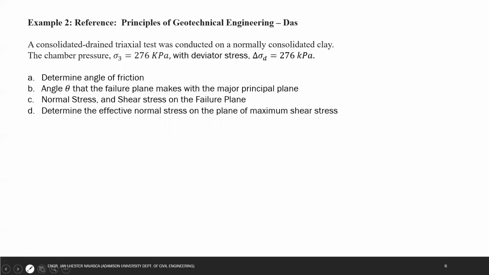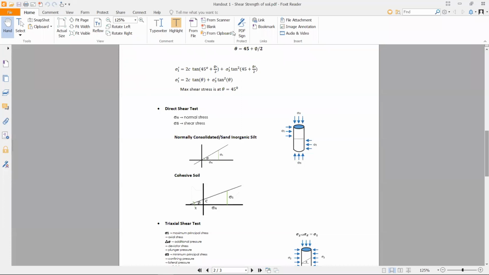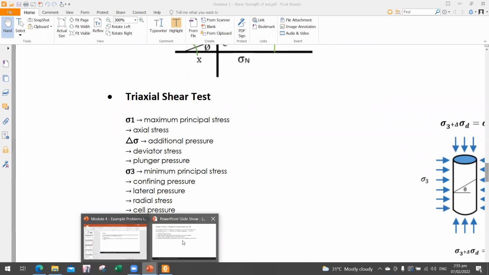So if you check again your handout, the chamber pressure, sometimes called sigma sub 3, is the chamber confining pressure of your soil during the consolidated drained triaxial test. So that is the minor principal stress. If you check your handout, we have different names for different notations. For sigma 1, recall we have the maximum principal stress, actual stress. For delta sigma, that is additional pressure, deviatoric stress, flanger stress. And for sigma 3, that is minimum principal stress, confining pressure, lateral pressure, radial stress, cell pressure, and chamber pressure.